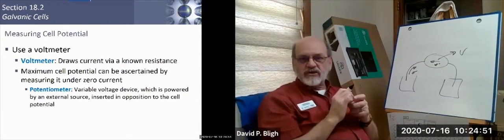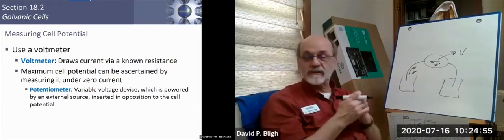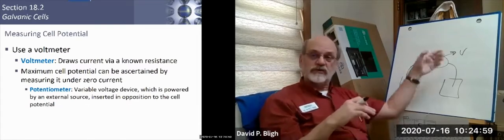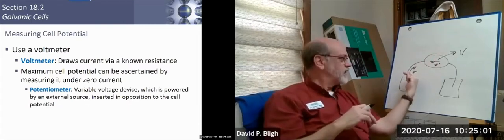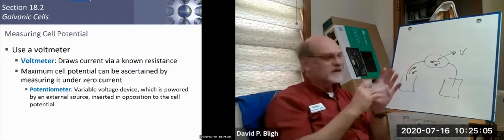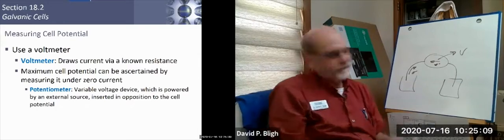So it's a measured opposition potential. That's why it's a potentiometer, because it uses a potential of its own to oppose the external potential. And when they're balanced, then it interprets that as a voltage. Right?